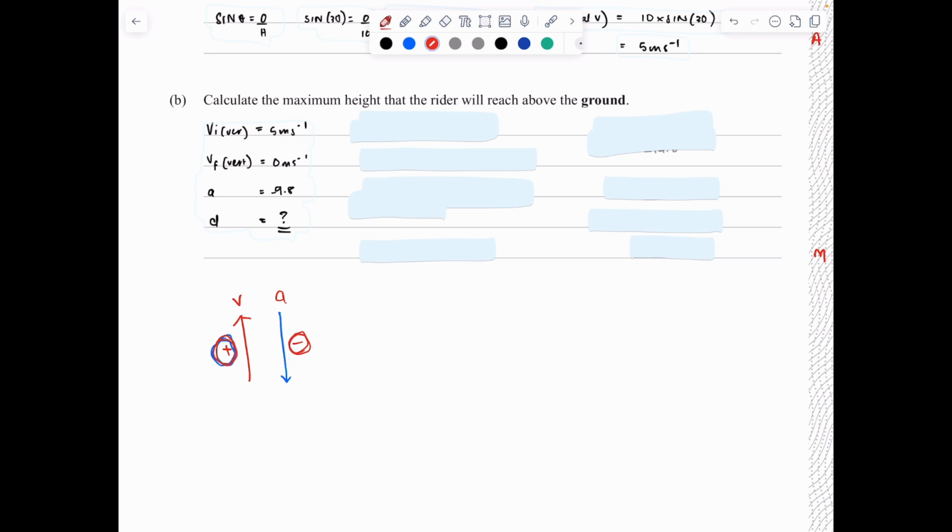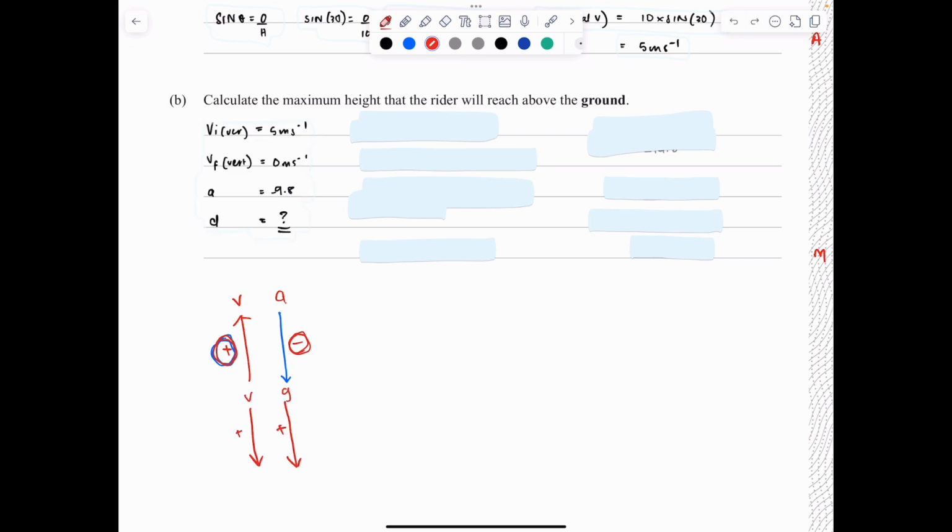I might as well tell you and explain further that if my velocity was going down, it's going the same direction as gravity, okay? So both of them can be positive, because they're going the same direction. So, anyways, back to the question. D is what we're trying to figure out.